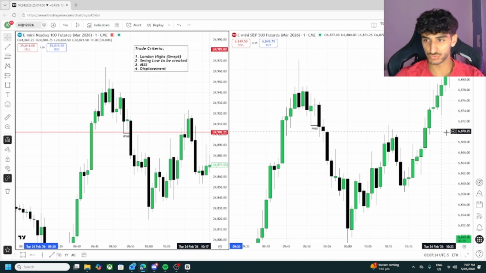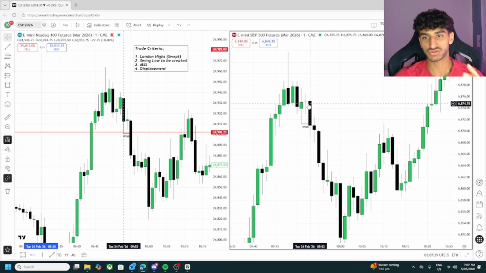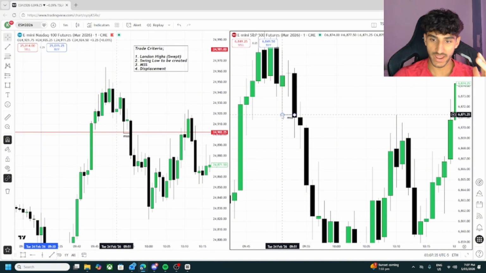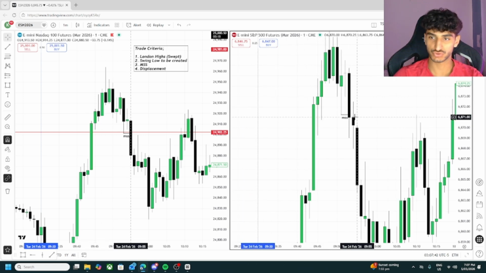Now, again, if we look to the right-hand side, we get this swing low at 9:51. Keep an eye out on that because this candle at 9:53 opened and closed below this swing low at 9:51. Again, that is just a market structure shift and a displacement. As we can see, it's a big, strong push to the downside.